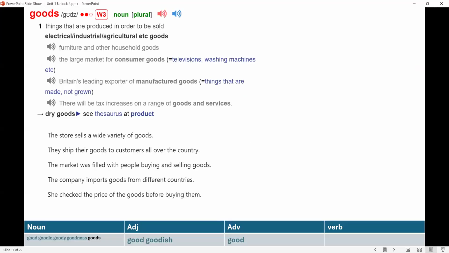Page 24. Goods means things or stuff that are produced in order to be sold. You can talk about electrical goods, industrial goods, agricultural goods, consumer goods.